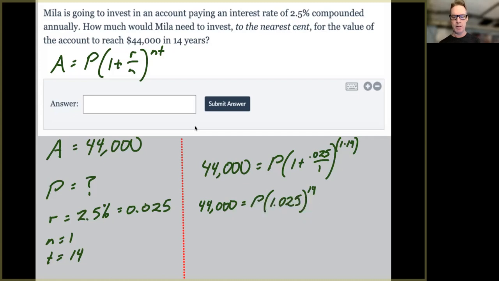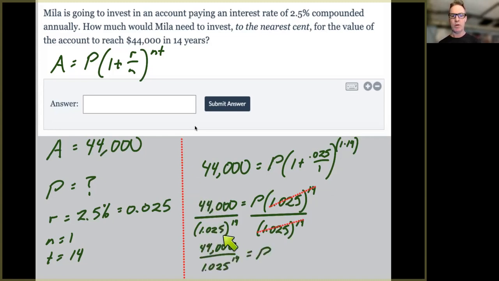Multiplication is happening here, right? The inverse operation of multiplication is division. So I want to get P by itself. So I divide both sides by 1.025 to the 14th power. What am I left with? Well, 44,000 divided by 1.025 to the 14th power. That's what P equals. So let's take a look at that in our calculators.